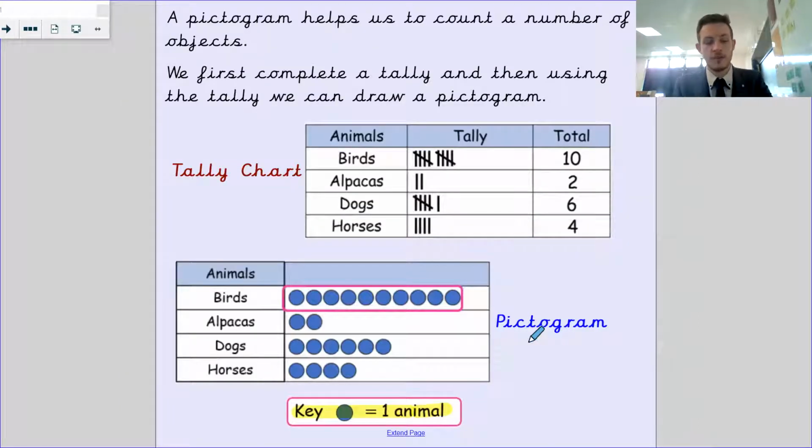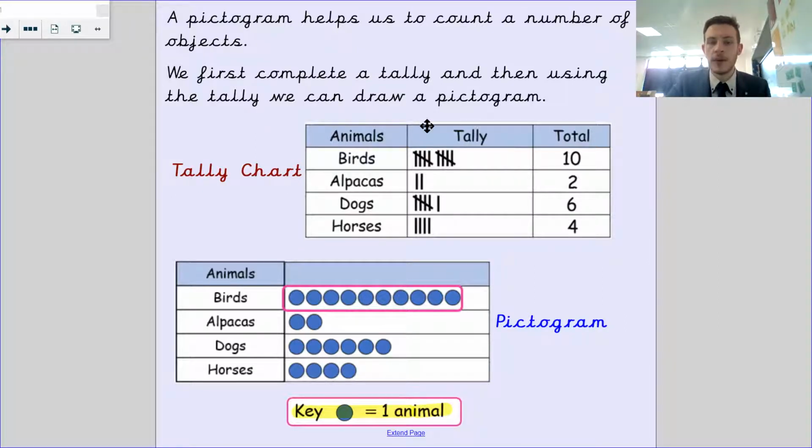Okay, so now you've watched that video, you'll have a slightly better understanding of what a pictogram is. Now, a pictogram is going to help us count a number of objects. We first complete a tally, and then using the tally, we can draw the pictogram. So first off, we've got the total, and we've used our tally to help us find that total. So maybe we've been sat down and we've been looking to see what goes past the window.